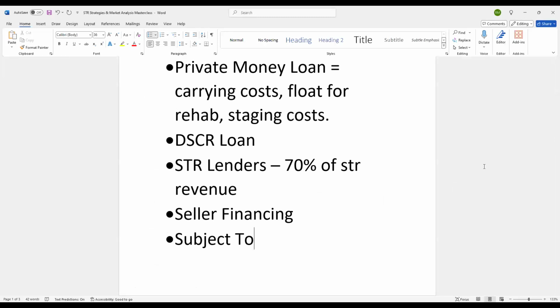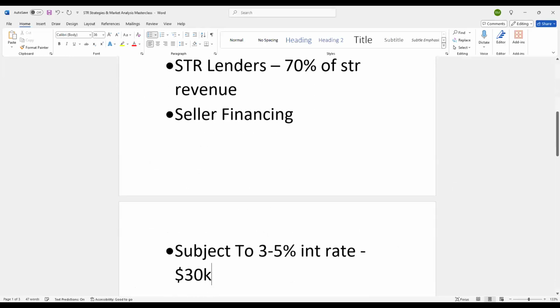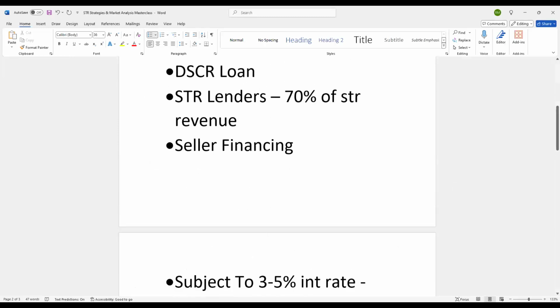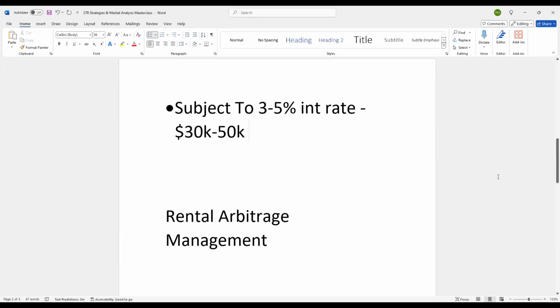So you can pick up properties that are subject to the existing mortgage, where you're looking at anywhere from 3 to 5% as an interest rate. You're still going to probably need a down payment to buy out their equity of anywhere from 30 to 50,000. But all of a sudden you're in a property without dealing with a bank. You're going to take over their existing mortgage and their existing mortgage payments. This is an attractive option because you are inheriting a lower monthly mortgage payment than what it would be if you were to get a brand new loan, right? So it's definitely an attractive option for acquisitions.